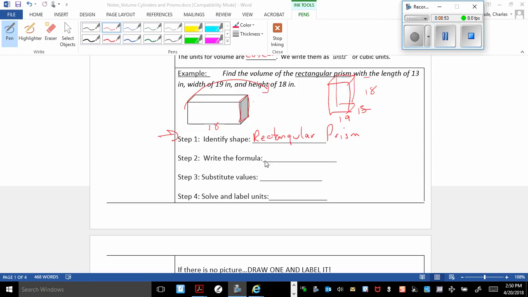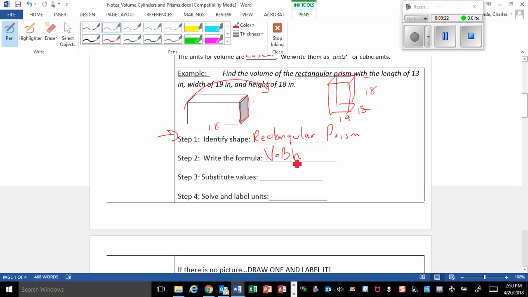The reason you need to be able to identify the shape is you have to look on your formula sheet and know which one to use. This particular one says length times width times height. But in our notes we wrote big B, because I like to stay consistent instead of just springing big B on you with a triangular prism and then you're like, whoa, what is going on there? So big B is always going to be the area of the base.